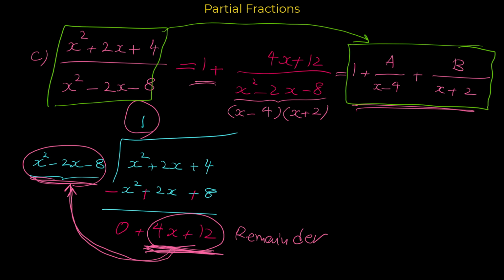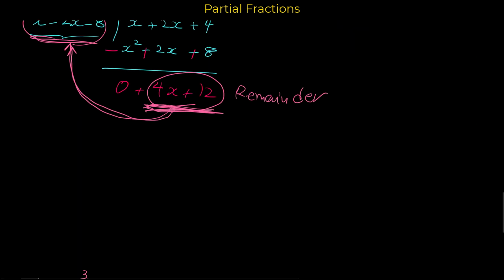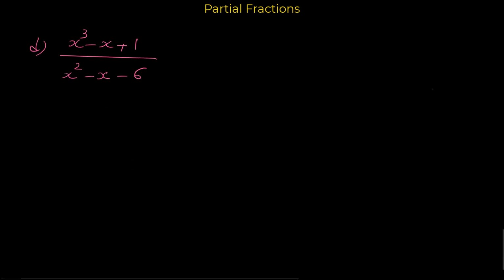So first do long division. After the numerator degree is less than the denominator, you can do partial fraction decomposition. In the next example we also have a similar situation. The degree of the numerator is bigger than the degree of the denominator, so first we have to do the long division. So x to the 3 minus x plus 1 divided by x squared minus x minus 6.